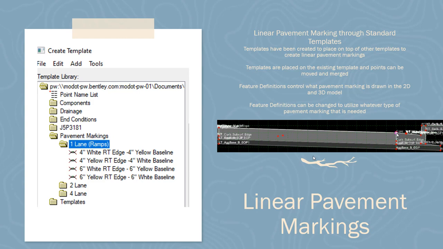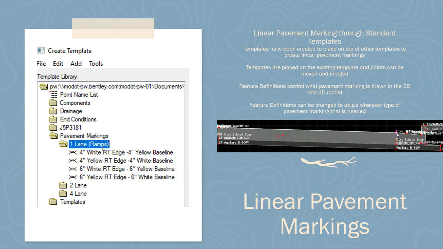If we take a look at the linear pavement marking through standard templates, basically we have templates that have been created and are in our template library for ORD that are used to create linear pavement markings. So you can see on the left over there on this screen, we have a pavement markings folder, and we have pavement marking templates set up for 1 lanes, 2 lanes, and 4 lanes. You can create your own as well, and we'll show you how to do that a little bit.